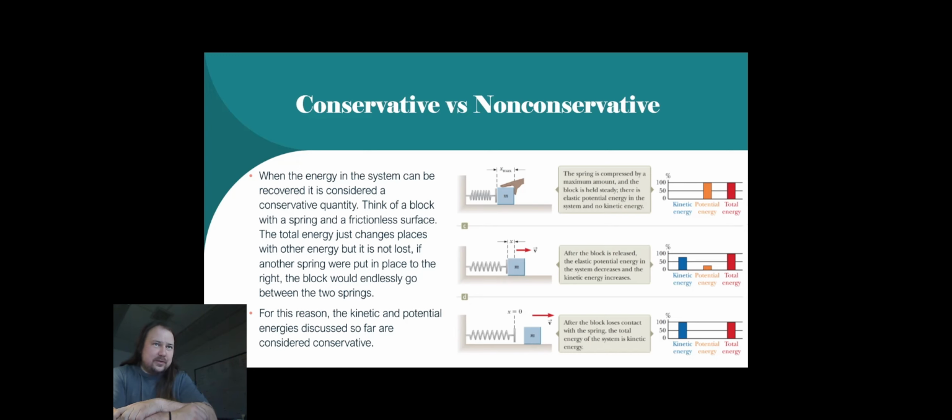Okay, it's not lost to us. We can always recover it back. So if we think of this block on a spring, if this is a frictionless surface, it's just going to change place. So here we have no kinetic energy because the mass is not moving. We have compressed the spring to x max, so there is no velocity. But we do have a spring involved, and it's compressed, which means there's some potential energy stored inside of that spring. So all of our energy right now is stored in that spring. Hopefully that makes okay sense.